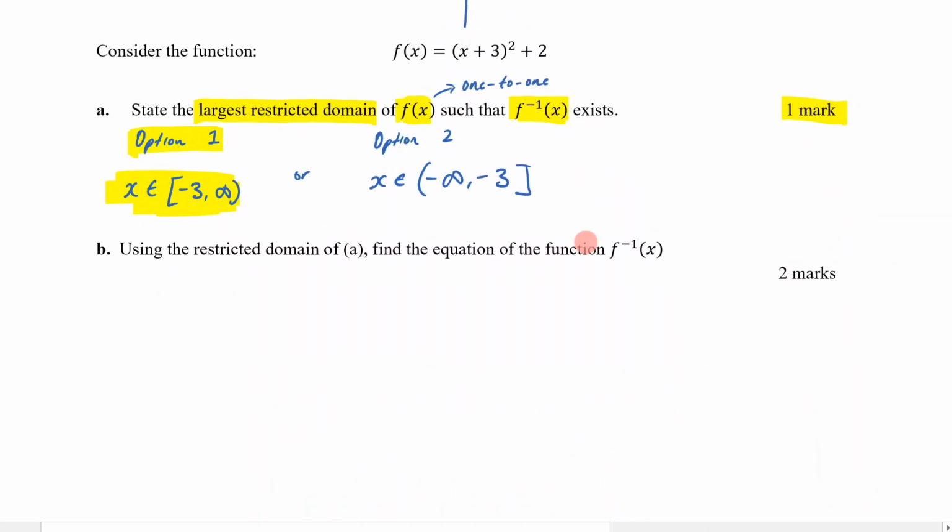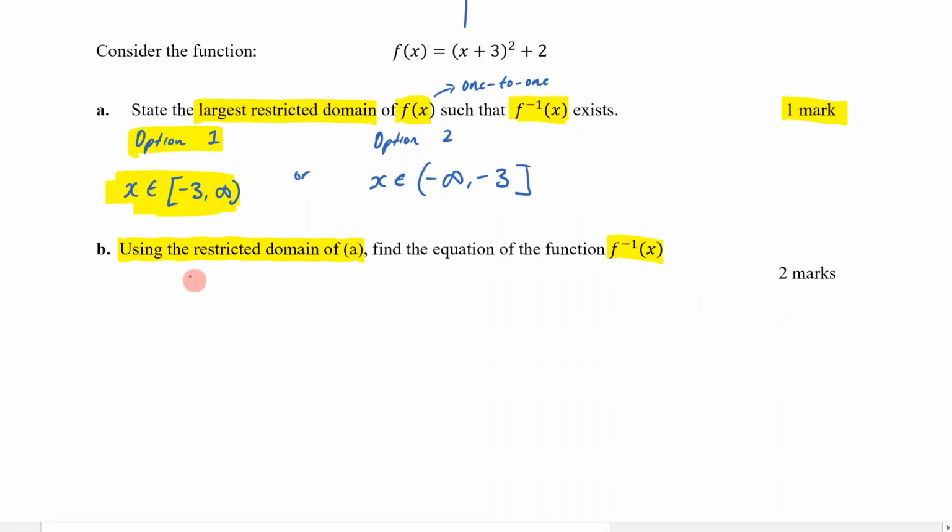The next thing that we need to do is B. So using the restricted domain of A, find the equation of the inverse of f. So we're just finding our inverse function here, which is worth 2 marks. That means we're going to get 1 mark for working and then 1 mark for our final answer.